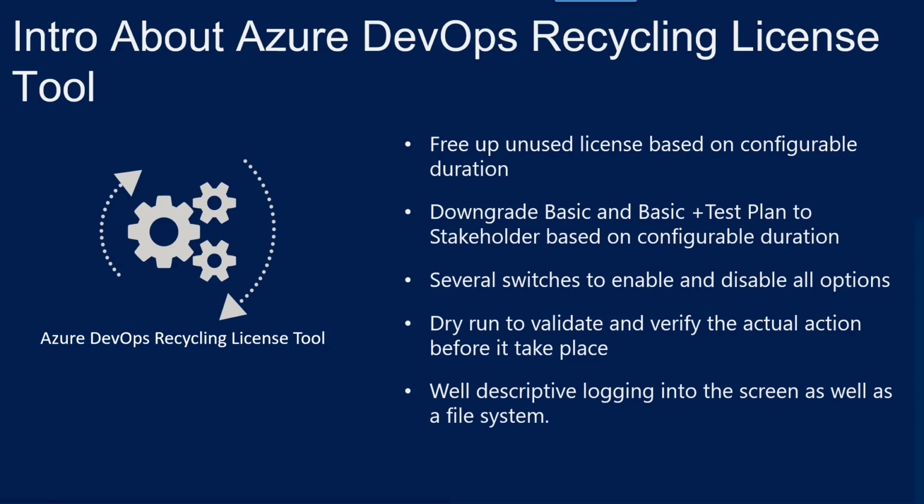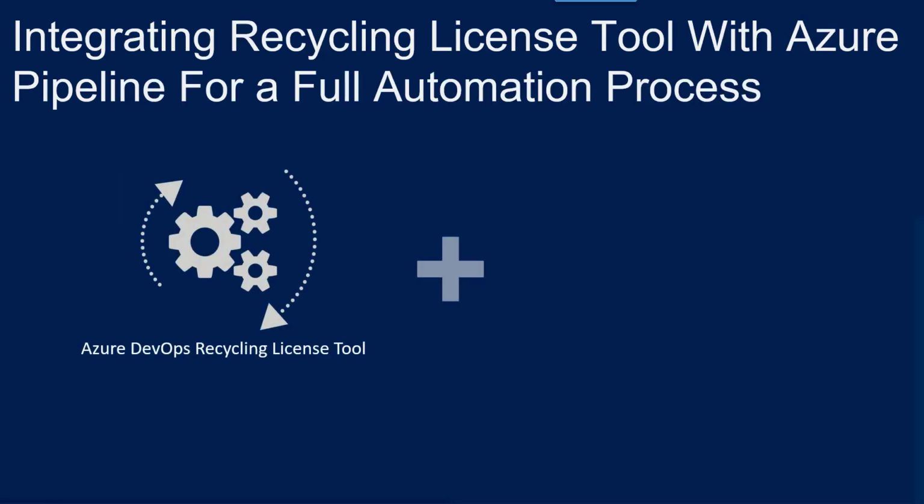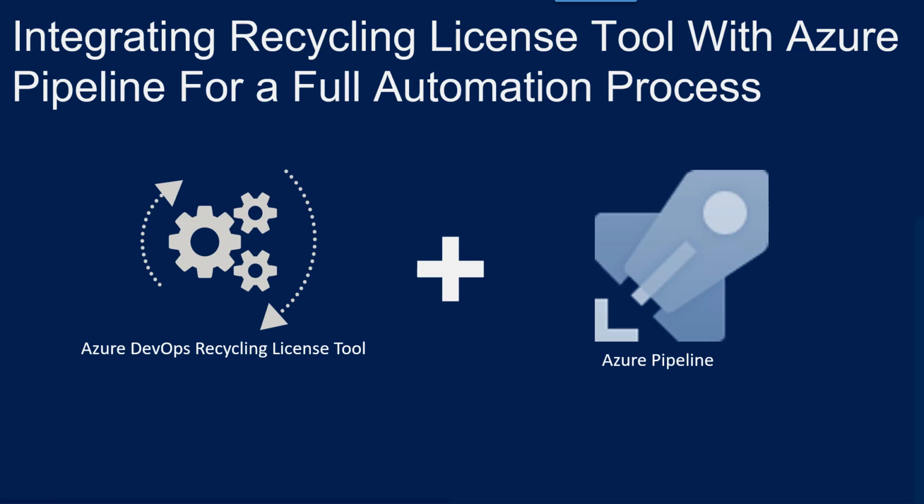There is well descriptive logging, either on the screen or in a log file within the same directory running the tool, so you can understand exactly what has been happening, either in the dry run or in the actual run mode. Also, I can fully integrate this tool within an Azure pipeline. So instead of running this tool from the command line, I can run it within an Azure pipeline, so I can have full automation of freeing up unused licenses, or downgrading unused licenses, in an automated fashion.